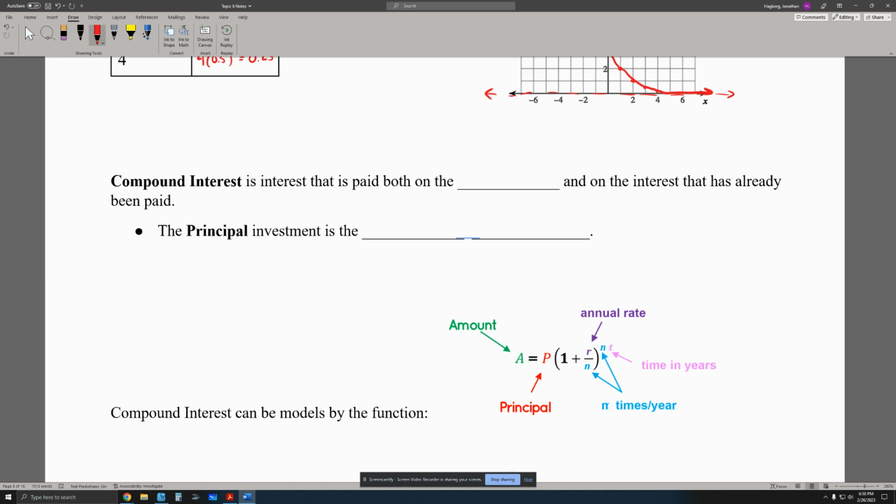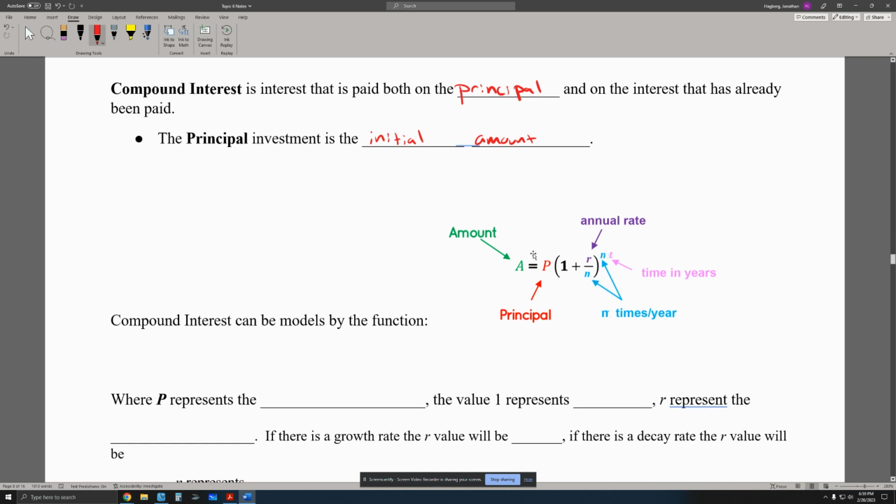Compound interest is the interest that's paid on both the principal and on the interest that has already been paid. The principal investment is the initial amount. So when we talk about the initial amount, or the y-intercept, we can also think of that in terms of compound interest as the principal.